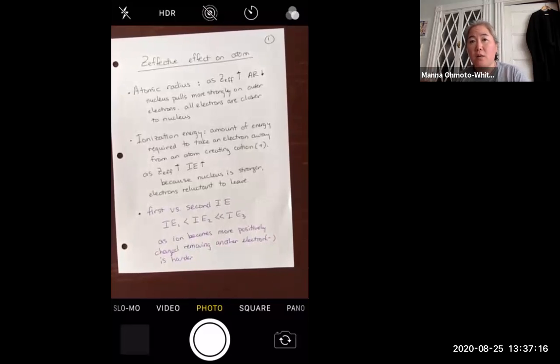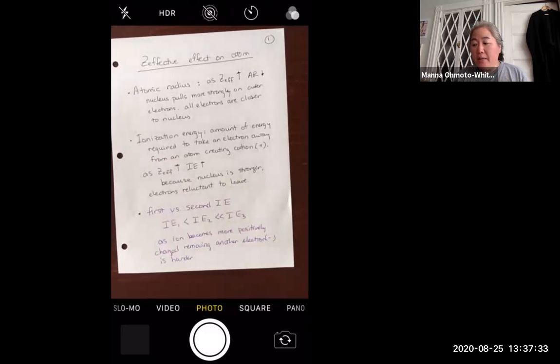This makes sense because opposite charges attract: valence electrons are negatively charged, and the nucleus is positively charged. So the more strongly the nucleus pulls on its outer electrons, the more closely all of the electrons are going to be drawn to the nucleus.